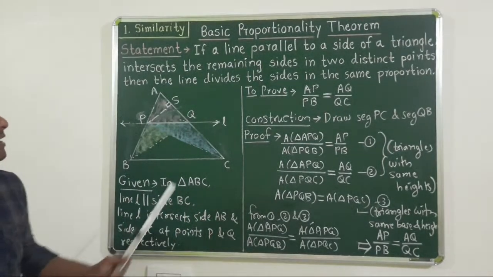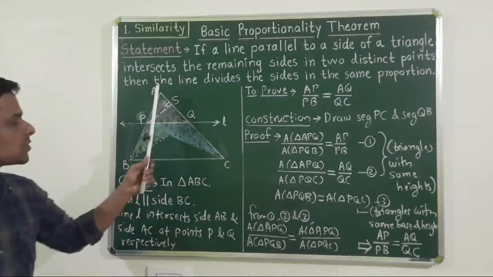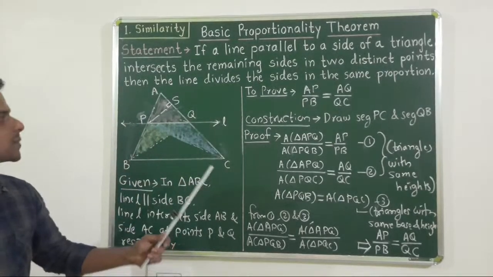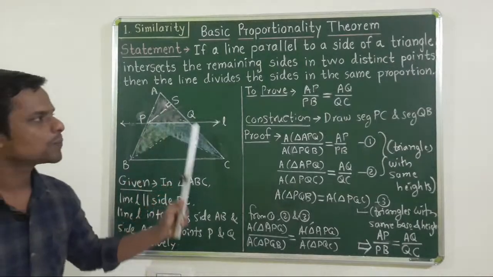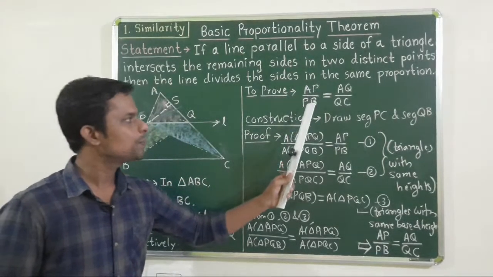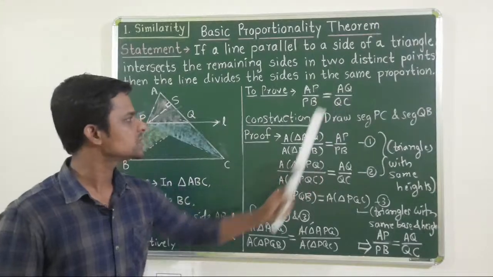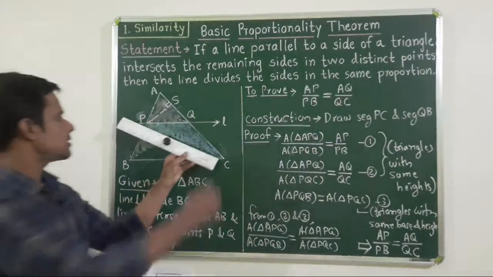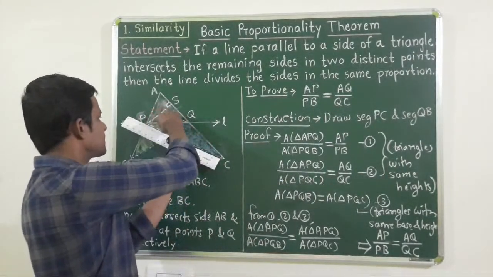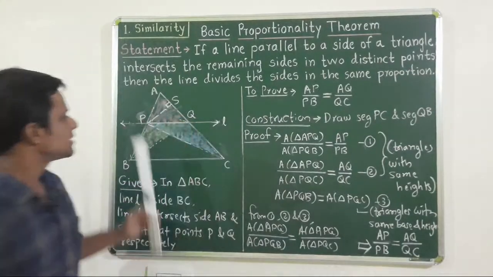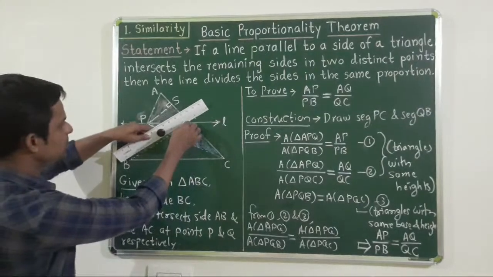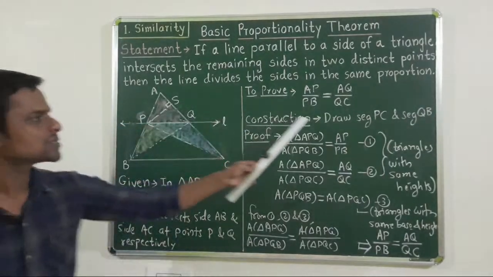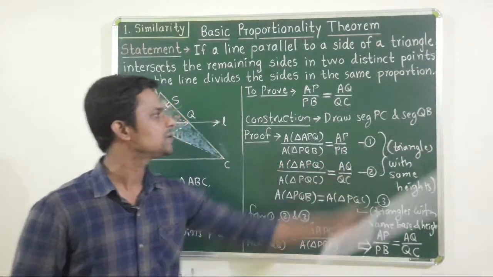Means this is given, and we have to prove this line intersects or divides other two sides in the same proportion. Means we have to prove AP upon PB is equal to AQ upon QC. And to prove this, we have constructed two segments, that is segment PC and segment QB. This is our construction. Draw segment PC and segment QB.